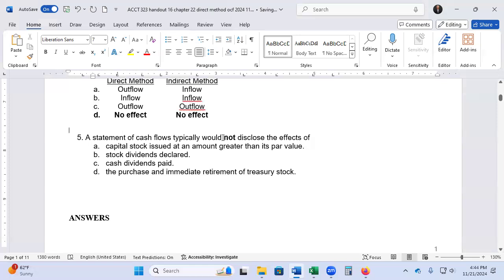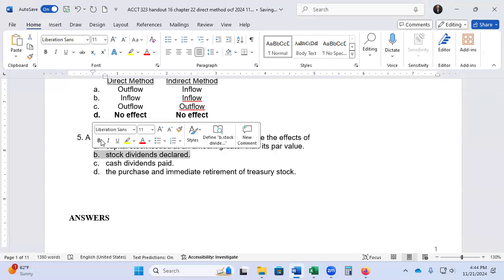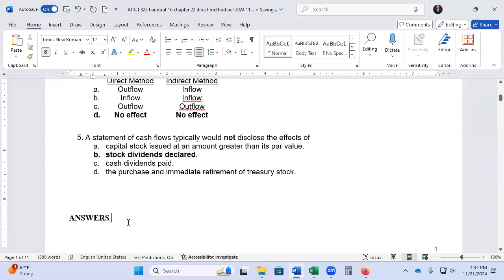A statement of cash flows typically would not disclose the effects of, and this is stock dividends declared. The answers are C, C, C, D, and B.